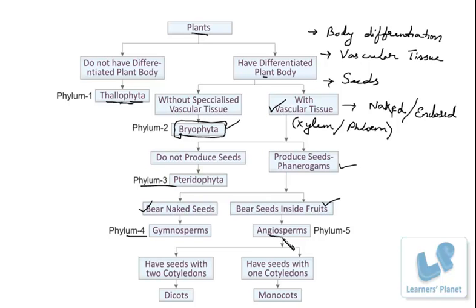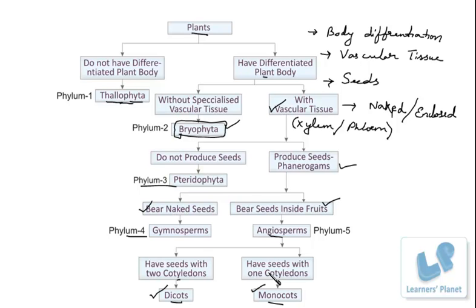Further, this angiosperm is further subdivided into these groups, which is dicot and the monocot. See, these seeds are having the cotyledons. If the seeds of these angiosperms are having two cotyledons, then it is known as a dicot plant. And if it is having a single cotyledon, then it is a monocot. So this is how broadly the plants are divided, right?